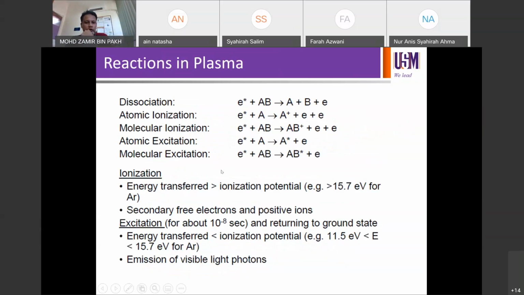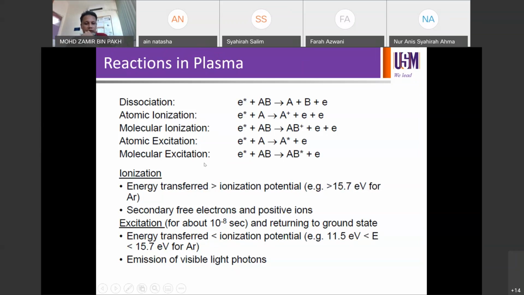So in equation, this is how it looks like. You're gonna have dissociation, atomic ionization, molecular ionization, atomic ionization. This pretty much happens in parallel, right? In parallel, even though you may have some initiated first, and then at the later step, they are pretty much in parallel with each other, in order to sustain the plasma.